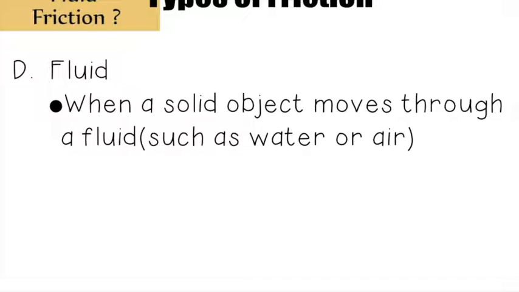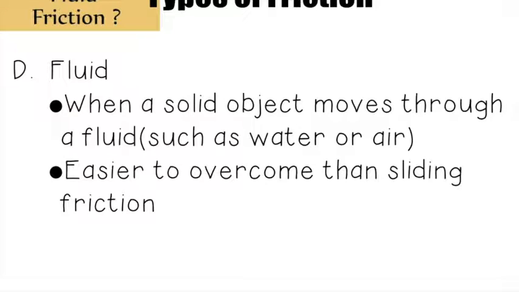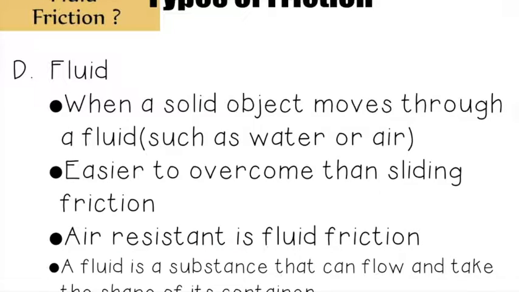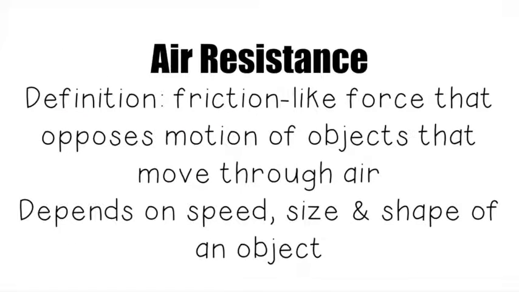Fluid friction is when a solid object moves through a fluid, such as water or air. It's easier to overcome than sliding friction. Air resistance is an example of fluid friction. A fluid is a substance that can flow and take the shape of its container. Again, air resistance is a friction-like force that opposes the motion of objects that move through the air. It really depends on the speed, the size, and the shape of the object.